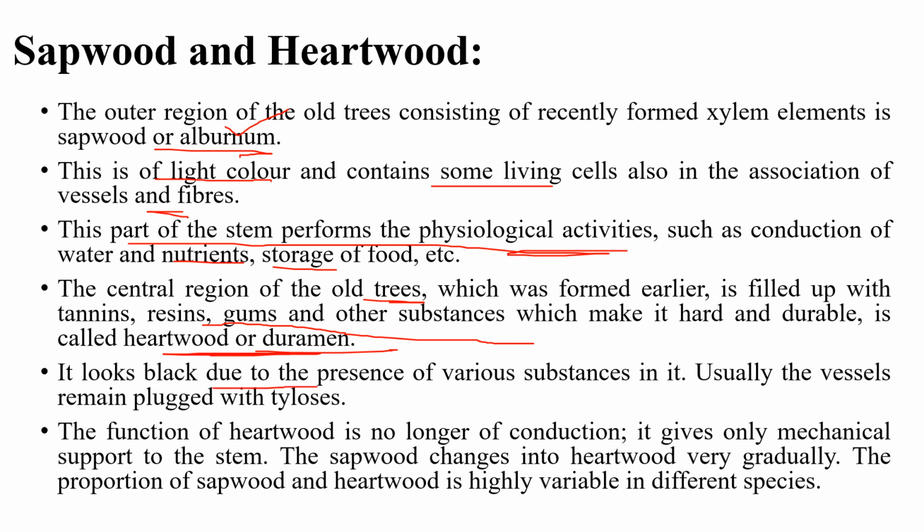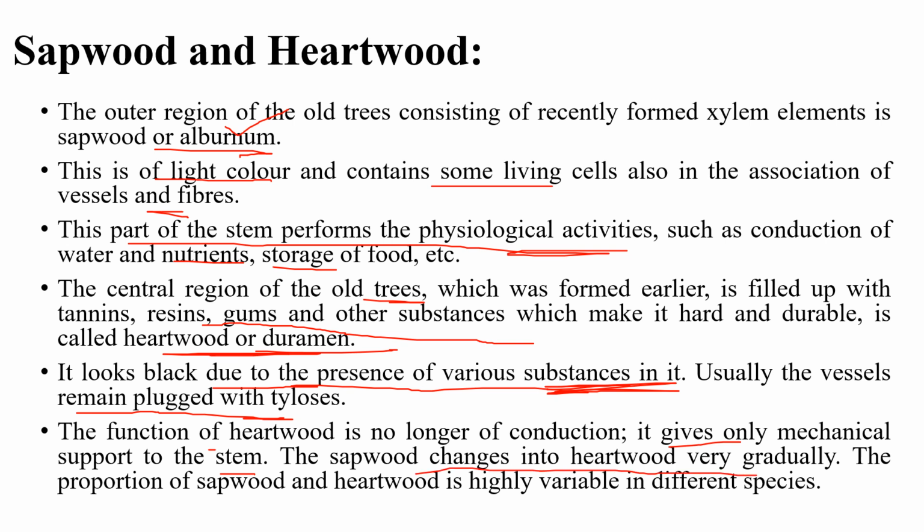It looks black. Why? Because of the presence of various substances like tannin, resin, gums. Usually vessels remain clogged with tyloses in hardwood. The function of hardwood is no longer in conduction. It gives only mechanical support to the stem, and the conduction occurs in sapwood, while the mechanical support is provided by the hardwood. The sapwood changes into hardwood very gradually.